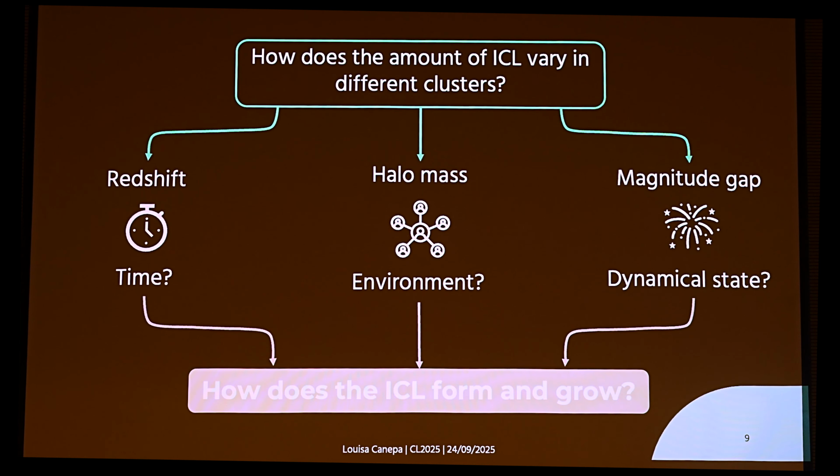So you can imagine if you've got two big bright galaxies, the cluster is likely to be in an active merging state, whereas if you have one big BCG and a lot of little tiny satellites, the cluster is likely to be relaxed. So using these parameters, we're looking at how the ICL fraction is varying over time across different kinds of environments and different cluster dynamical states. And this is going to allow us to put a couple of puzzle pieces into this big question of how is the ICL forming and growing within these clusters.